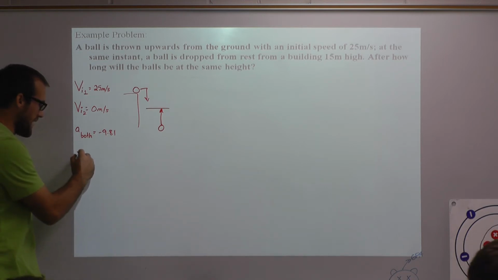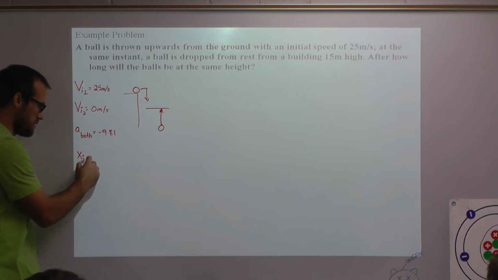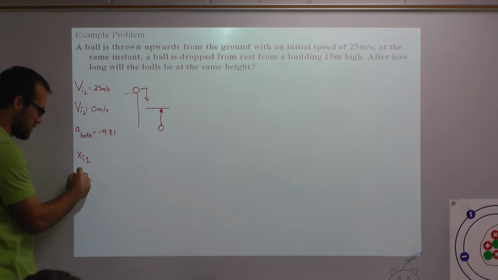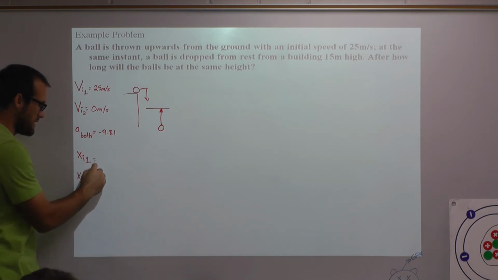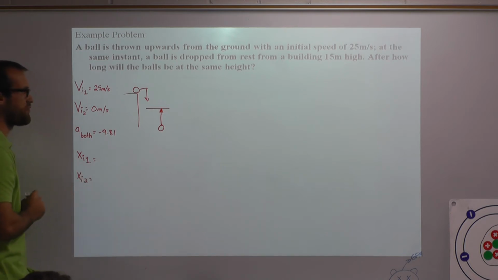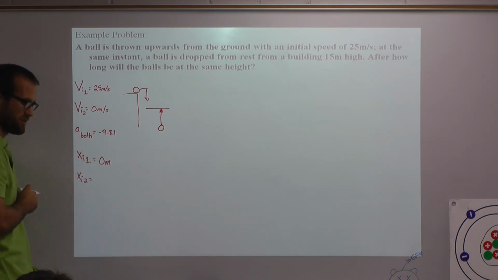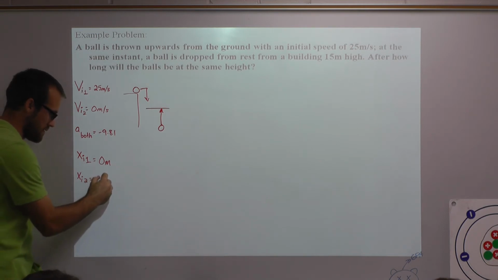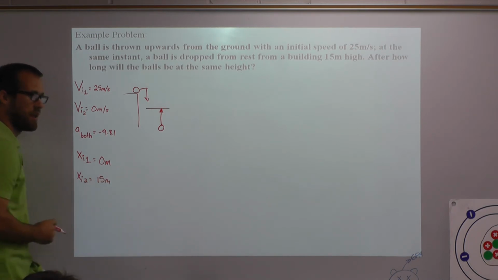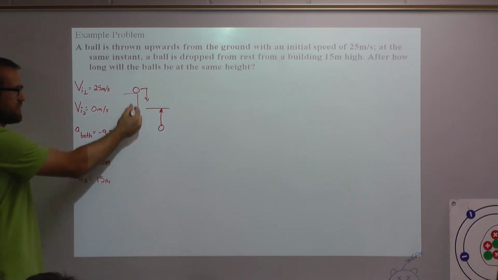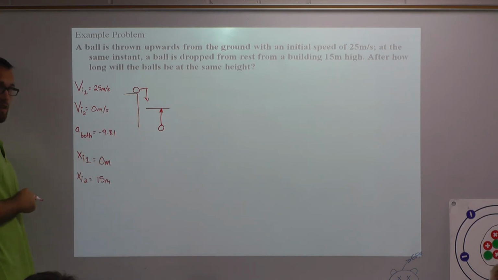Now, we have an X initial for both. What is the initial position of my first guy? 0. What is the initial position of my second guy? This is 15 meters above the ground, so it would be positive 15.